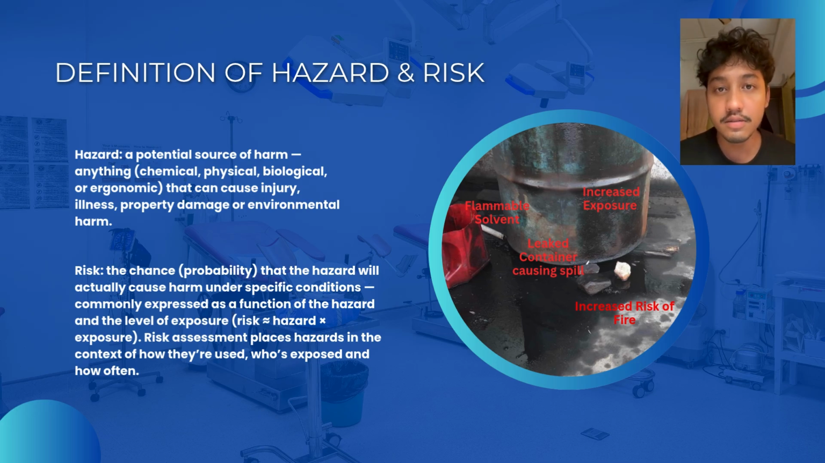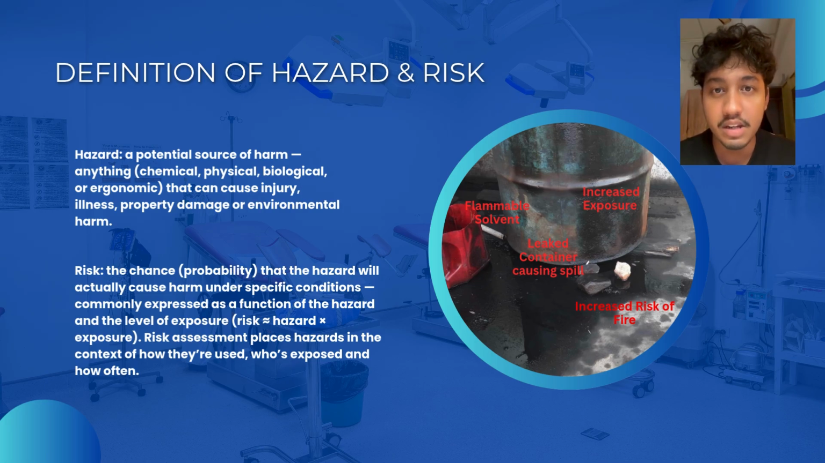So to start off, let's take a look at what a hazard is. A hazard is a potential source of harm, an object, a condition, or a bad workstation. For example, a chemical is a hazard, and a sharp object is also a hazard. In our example image, the lead container and the flammable solvent are the hazard.